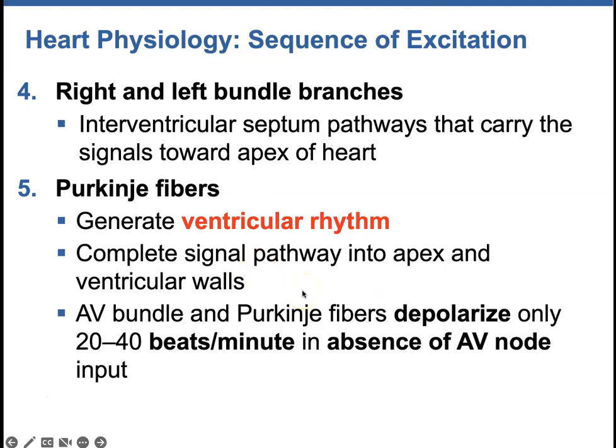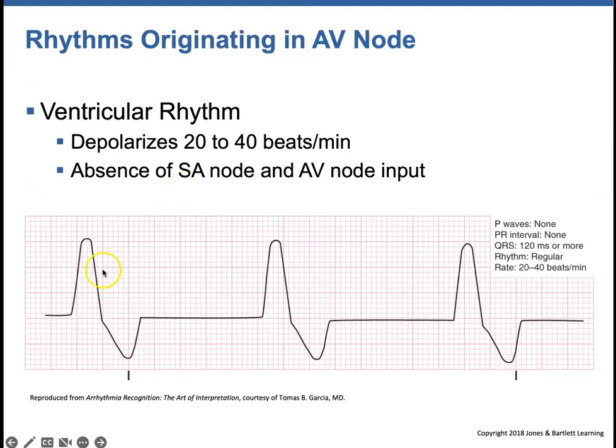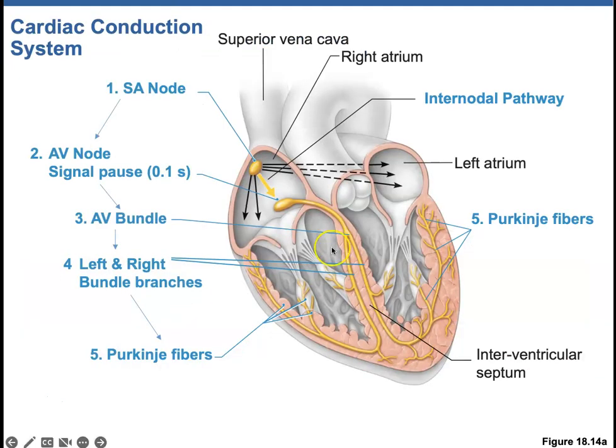So if your SA node, your AV node, and everything in between fails, then the ventricles are going to take over. And so what you end up with is what's called a wide QRS, and there's no P wave anywhere in here. All right? So the ventricles had to take over. So that's what you're seeing here. And this is what's called a wide QRS, which means it took a lot longer for that signal and for the depolarization to happen in the actual ventricles. So that's when this happens, when our ventricles take over.